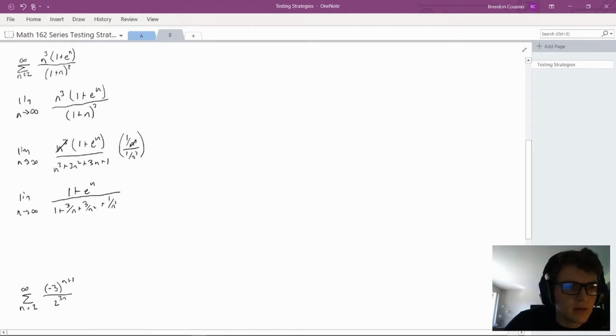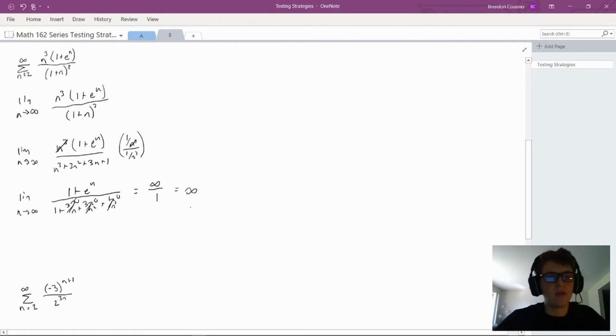Okay, so if we plug in infinity to this, all of these terms are going to go to 0. That's going to go to 0, that's going to go to 0, and that's going to go to 0. So it looks like we're just going to end up with infinity over 1, which is just equal to infinity. So in this one, the nth term test for divergence did work out.